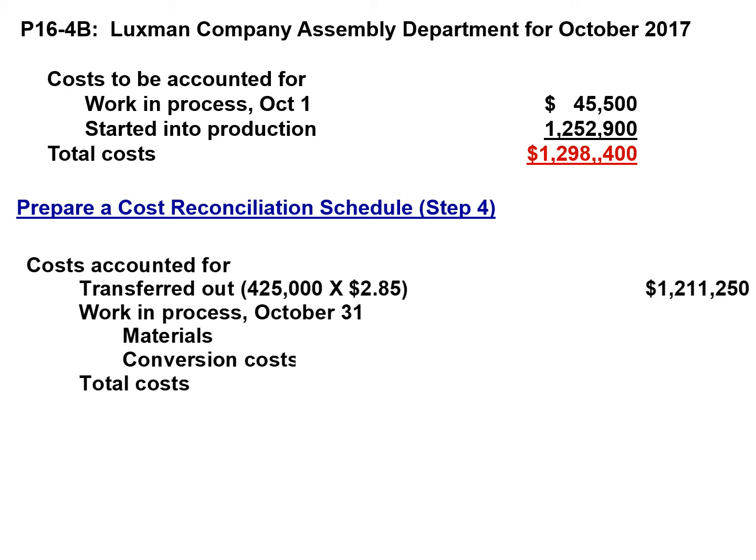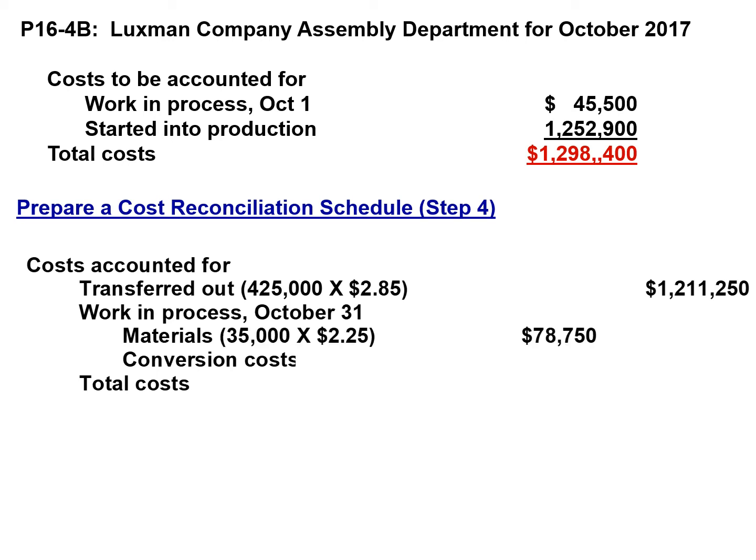Right, we're going to go back to step 2 and take a look at what units were transferred out. We know that we transferred out 425,000 units, and we're going to multiply that by $2.85. That's our total manufacturing cost per unit. So we transferred out $1,211,250.